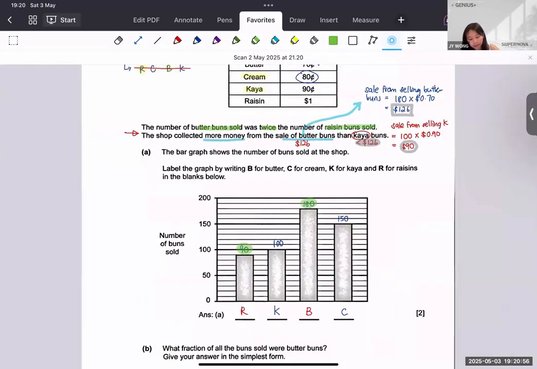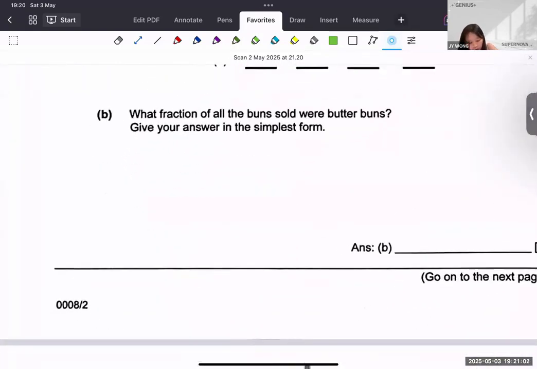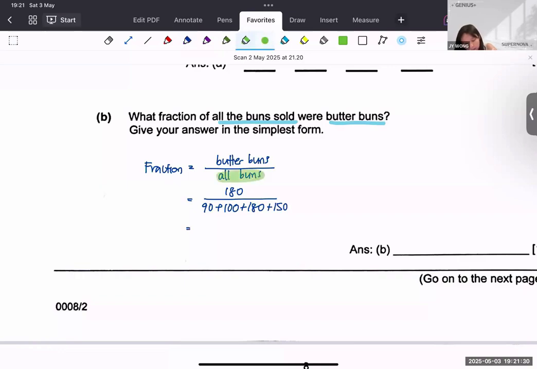Now, next. What fraction of all the buns sold were butter buns? So fraction, I want the numerator to be butter buns, and all the buns will be the denominator. So butter, we already know is 180. All the buns, you simply add it up. So even if you get the first part wrong, the second part will not go wrong because it doesn't affect the second part. Because in the second part, we are still finding the total of all the buns. So your answer should be 9 out of 26, which I saw from the chat just now. Most of you got 9 out of 26.